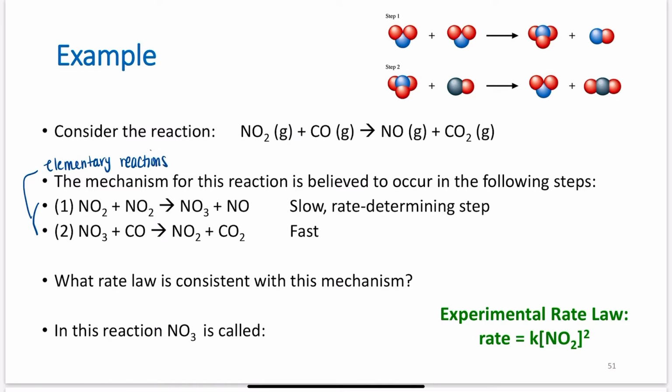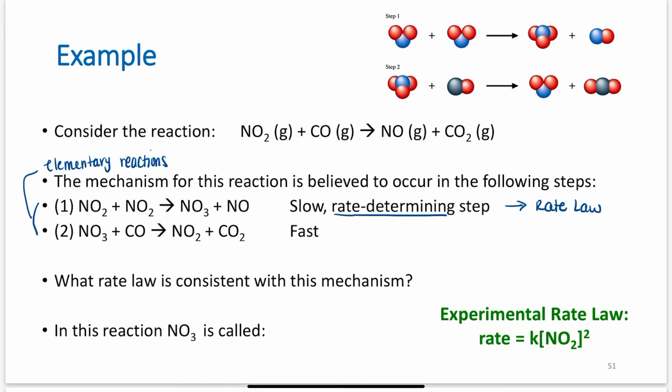In the first step, I've got 2 moles of NO2 reacting to produce NO3 plus NO. I then have NO3 reacting with CO to produce NO2 and CO2. The first elementary step is called the slow rate determining step. The second elementary step is fast. Slow rate determining. There's a key there. That's what's going to help us determine the rate law.